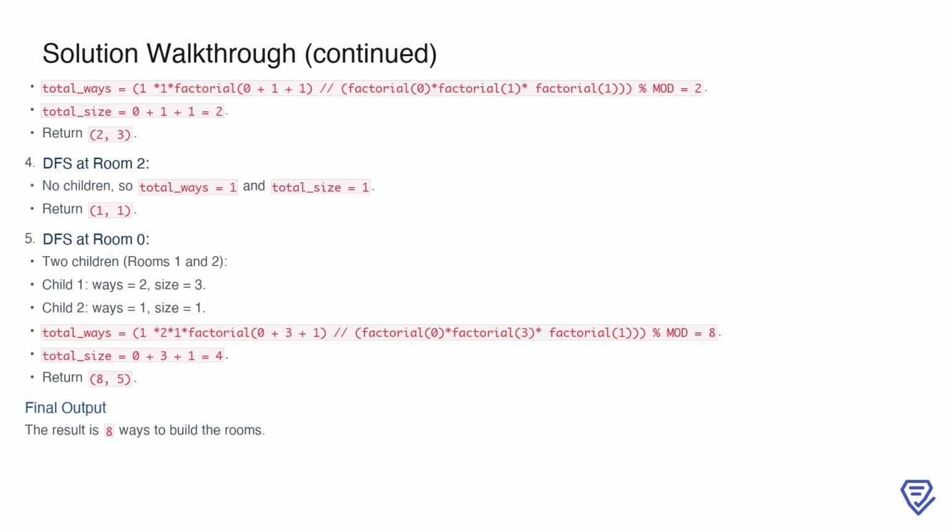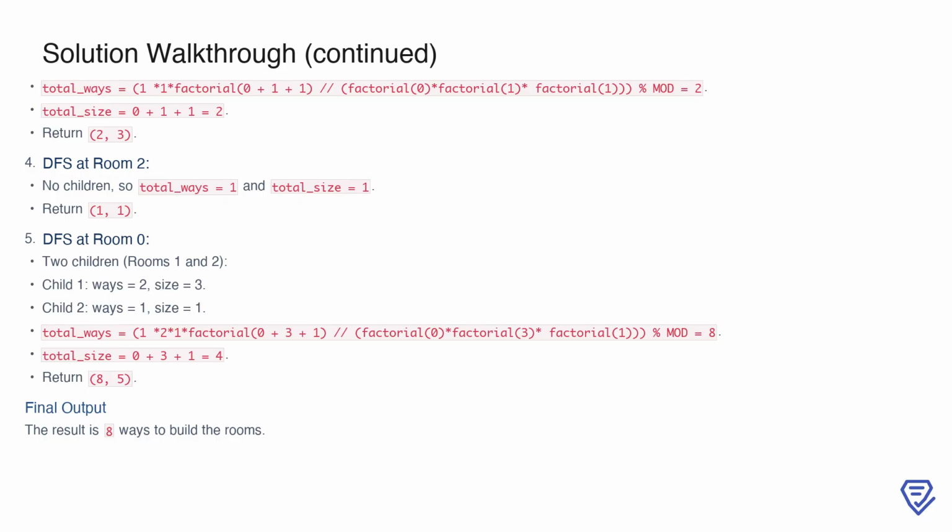At room 1, we incorporate the results from its two children, rooms 3 and 4. Each child contributes total_ways equals 1 and total_size equals 1. Using the formula, we calculate total_ways as 1 * 1 * factorial(2) / (factorial(1) * factorial(1)), which equals 2. The total_size becomes 3, including room 1 and its descendants. Next, we process room 2, which is a leaf node. Since it has no children, its total_ways is 1, and total_size is 1.